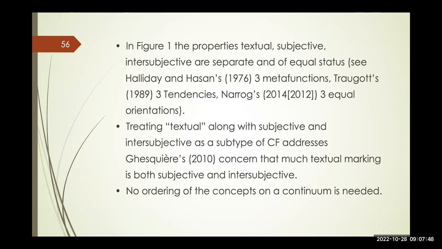So those properties, textual, subjective, intersubjective, are separate and of equal status. That's exactly like Halliday and Hasan's 1976 three metafunctions, they are separate. My 1989 three tendencies, which are separate but overlapping, and Narrog's 2014 three equal orientations. They're not in succession, they are simultaneous. They exist at the same time in our knowledge of the language, in our constructicon.